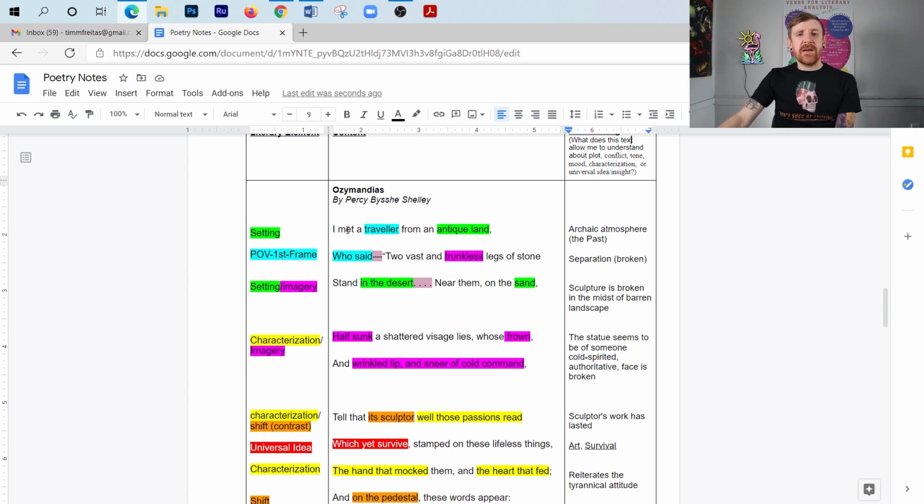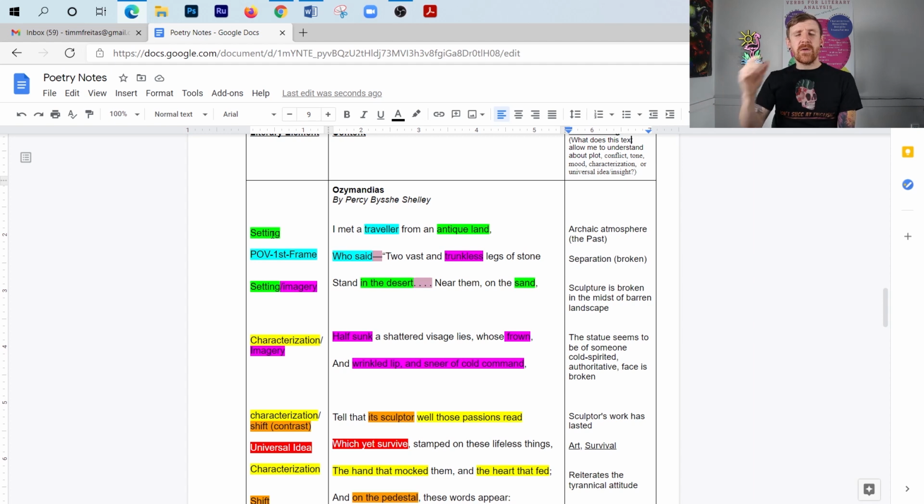You're going to notice that I have the first two lines. I met a traveler from an antique land who said, two vast and trunkless legs of stone stand in the desert. Near them, on the sand, half sunk a visage lies, whose frown and wrinkled lip and sneer of cold command. So now I've got my first element, my first kind of set here, and you'll notice that I just wrote the word setting here. That's it.